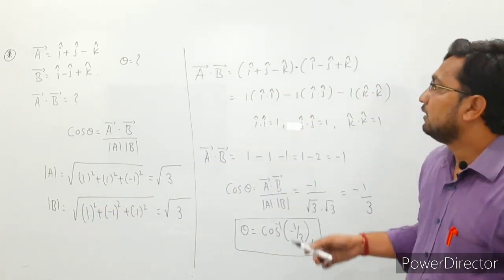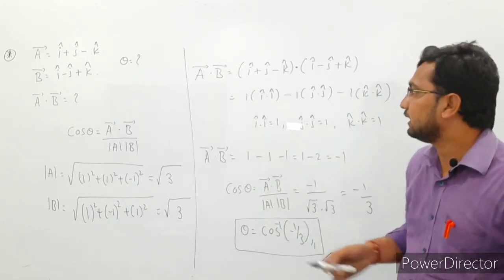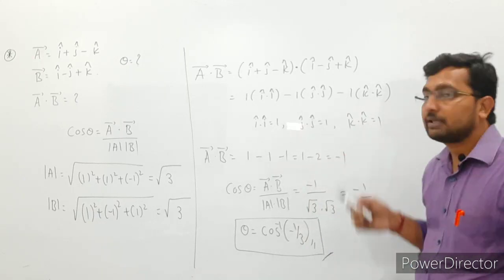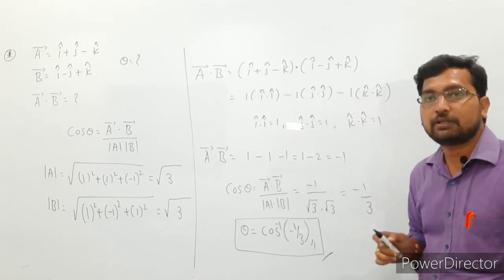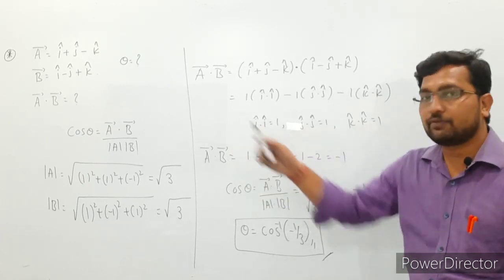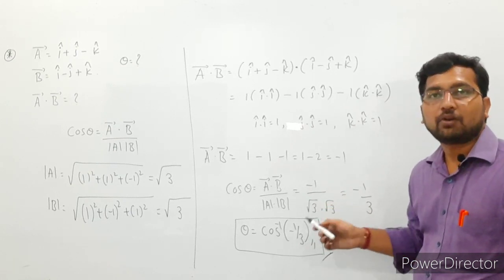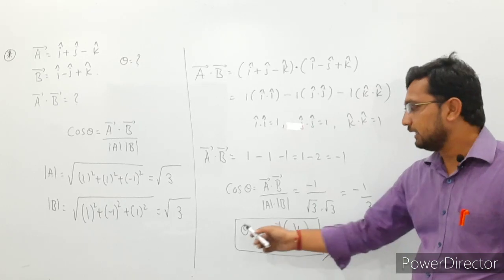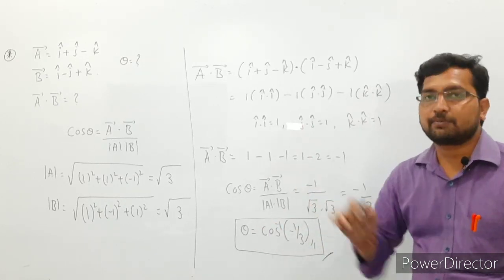So the next one, a vector dot b vector. We already know the properties: i dot i is equal to 1, j dot j is equal to 1, and k dot k is equal to 1. Substitute the values here and simplify, we will get the answer minus 1. So substitute all the values in that formula. Then cos theta is equal to minus 1 divided by root 3 into root 3. Root 3 into root 3 is 3, that is minus 1 by 3. So then theta is equal to cos inverse of minus 1 by 3. This is the result of this problem.